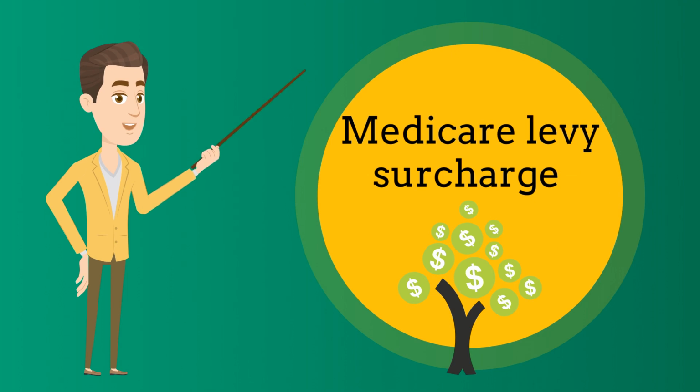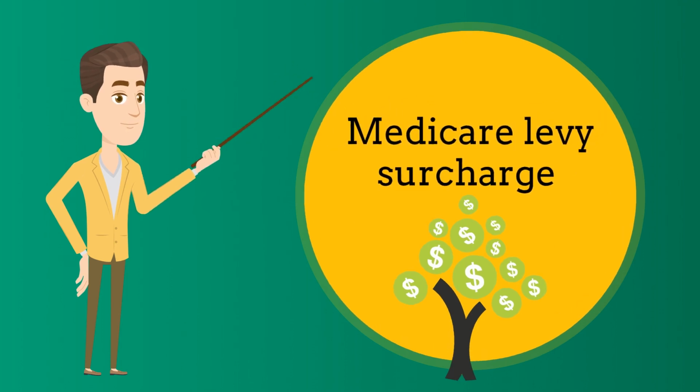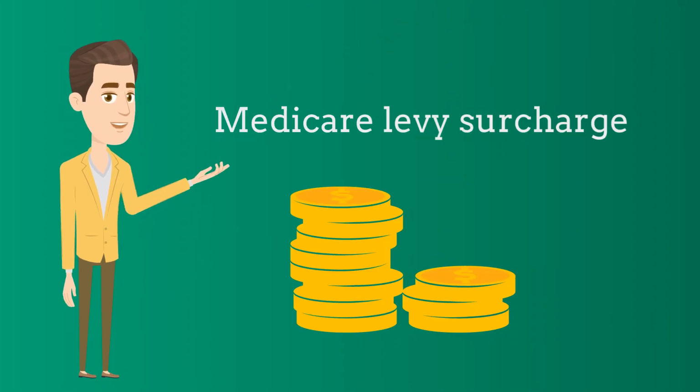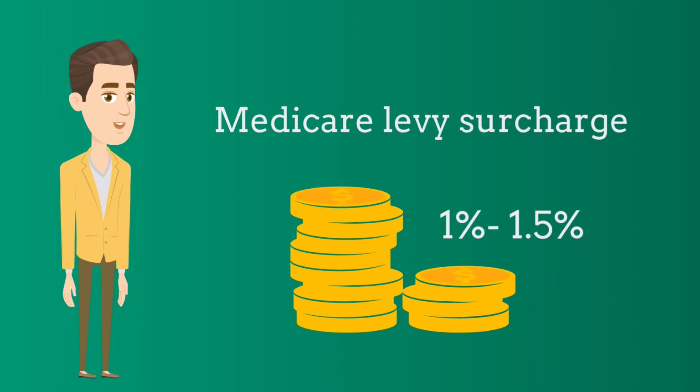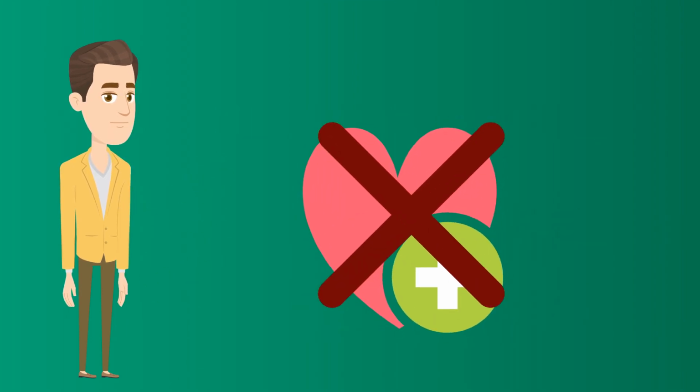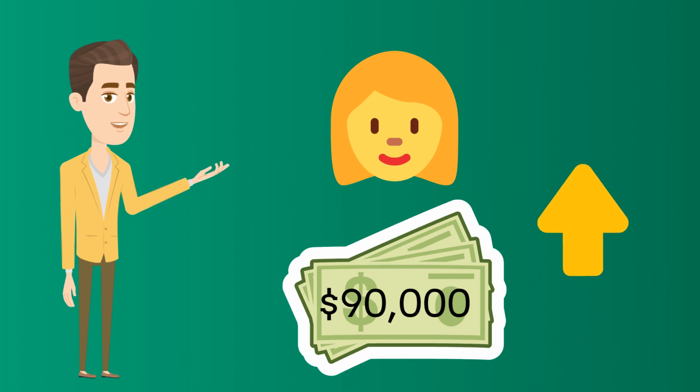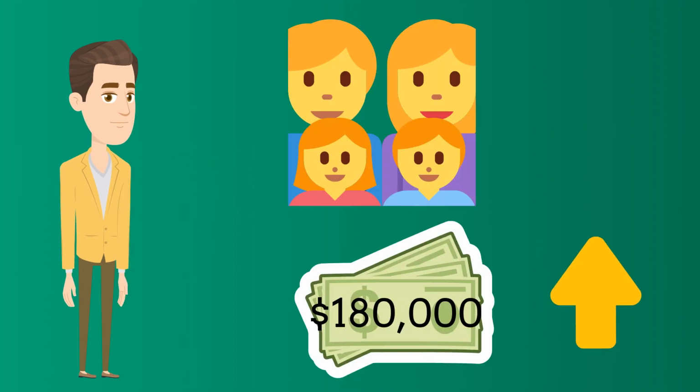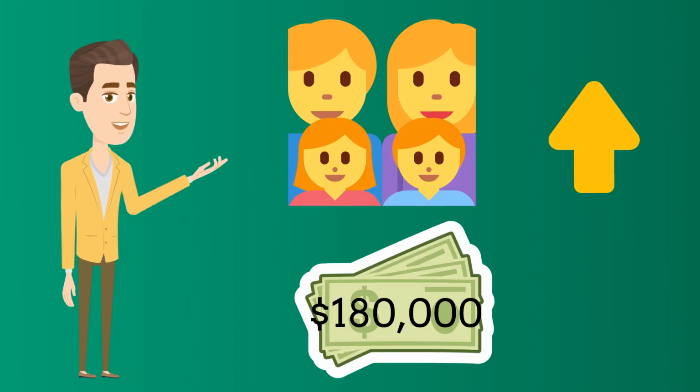Medicare levy surcharge. You may also have to pay the Medicare levy surcharge in addition to the Medicare levy. The government has imposed a Medicare levy surcharge of 1% to 1.5% on those that don't have an appropriate level of private health insurance, and if your income is $90,000 and above for an individual, and $180,000 for a family.